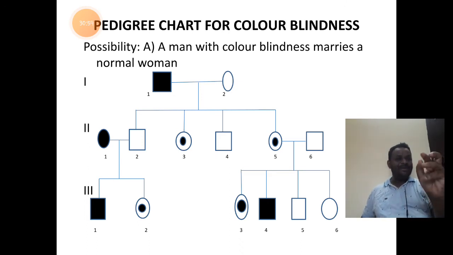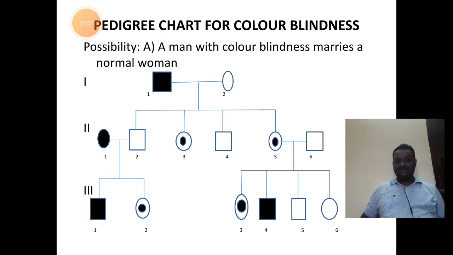A carrier female is getting married to a normal vision male. They have 4 children. Down here, 3, 4, 5, 6 are individuals of the third generation. Both females are normal, that is 100% of females are normal. 50% are absolutely normal, 50% are carrier females. Among the males, 50% are normal, 50% are affected. This is how the pattern of inheritance is seen.